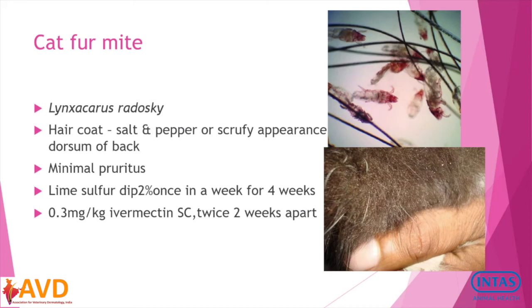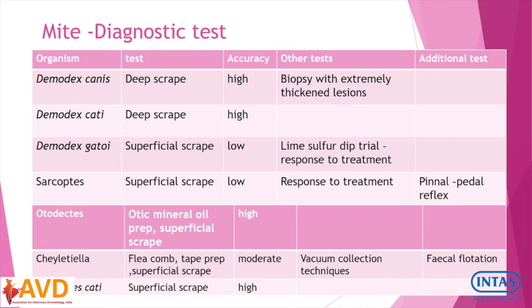And this is in a nutshell about these mites. The diagnostic tests which we are using: Demodex canis, deep scrape, high accuracy; Demodex cati, deep scrape, high accuracy; and Demodex gatoi, that is a superficial scrape, and that is very difficult to get. The lime sulfur dip trial response to treatment also gives conclusive evidence of Demodex gatoi.